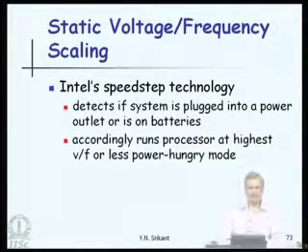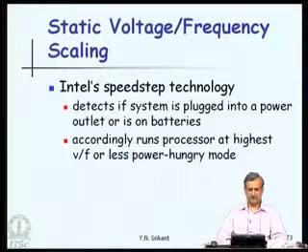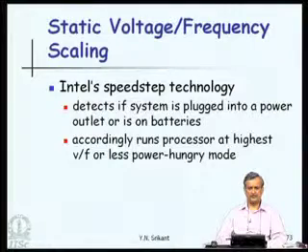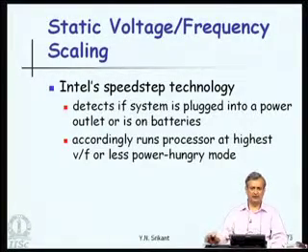We will look at static voltage scaling, which implies we change the voltage of the CPU right in the beginning of running the program, and we do not change it during the running of the program itself. There is Intel's SpeedStep technology, which detects if the system is plugged into a power outlet or is on batteries, and accordingly runs the processor at the highest voltage and frequency or in a less power hungry mode. Thereby, using less voltage and frequency, it actually saves battery power.